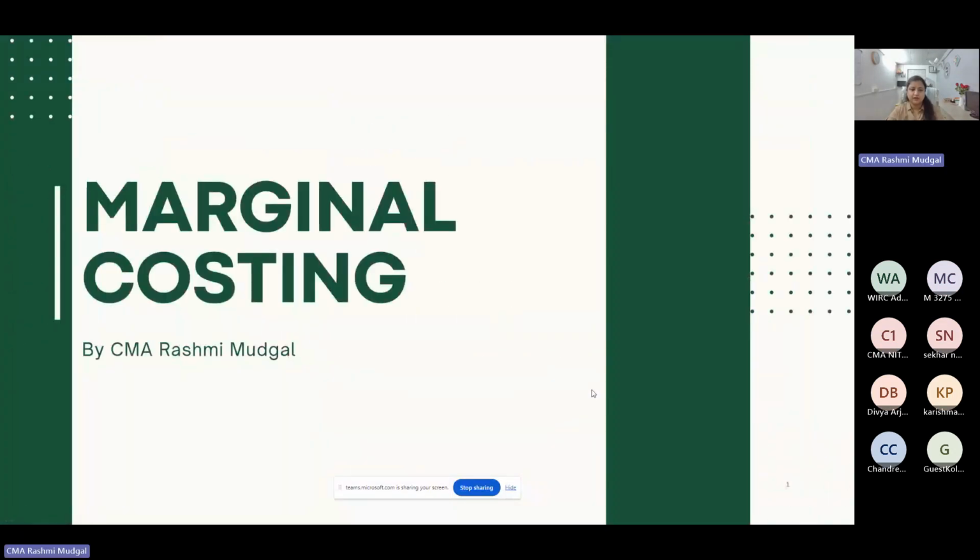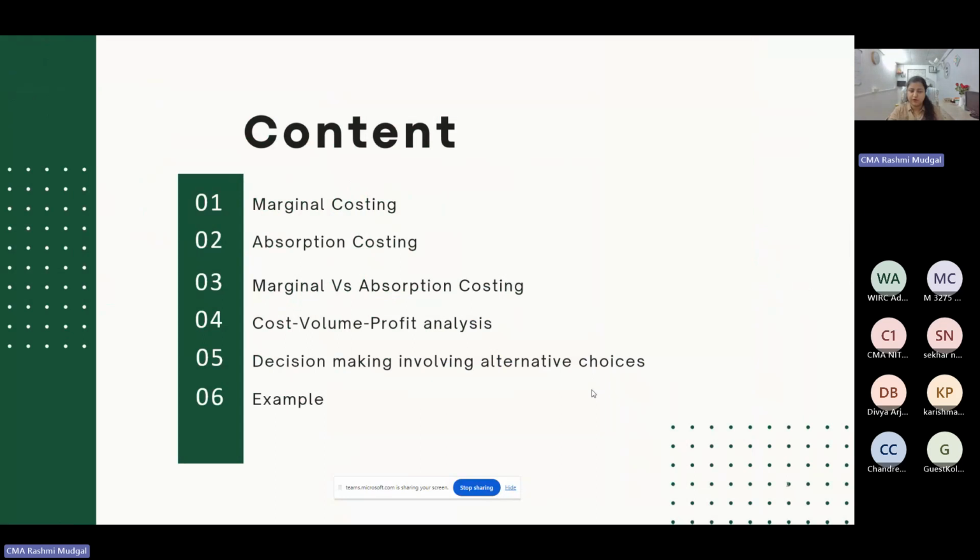Today we are going to discuss marginal costing: how it comes, what the difference is, and how it is different from other things. The agenda for today is marginal costing as well as absorption costing. What is the difference between absorption costing and marginal costing? We are also going to discuss CVP analysis, which offers a good number of alternatives when we discuss margin of safety, break even point, desired profit, and other techniques.